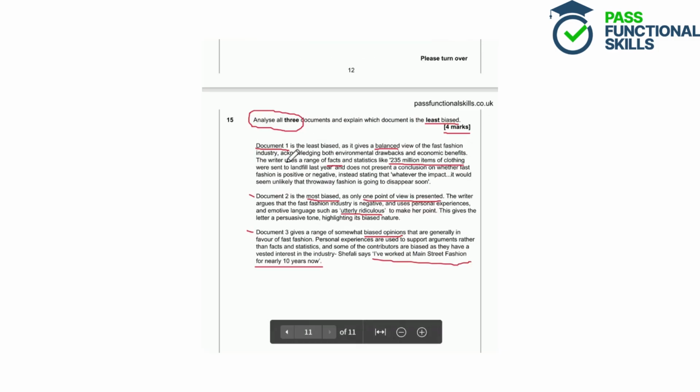The answer is also neatly divided up into paragraphs, which is really making it easy for the examiner to give you those marks. You want to make it as easy as possible to get those marks. So to round off then, the student has analysed all three documents. They've said which one is the least biased and why, and they've backed up their points with quotes and evidence from the text.